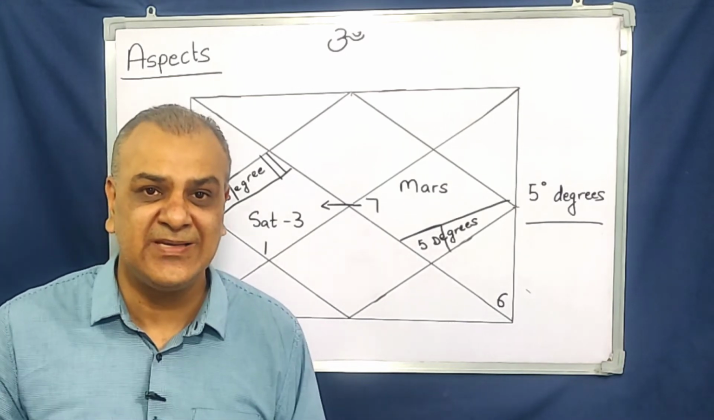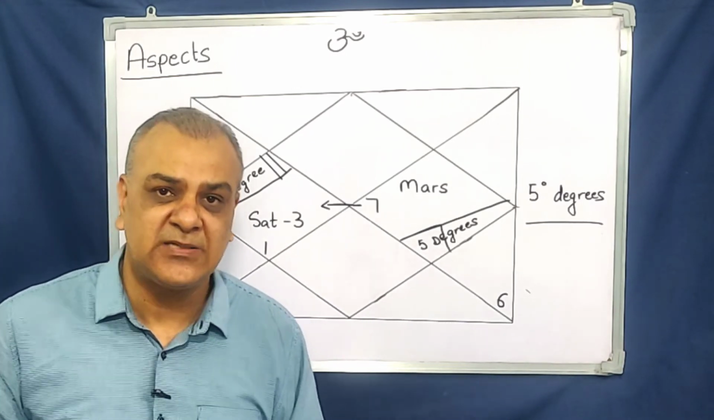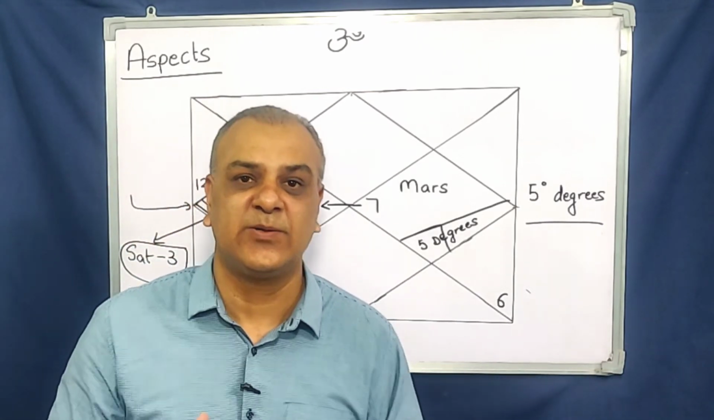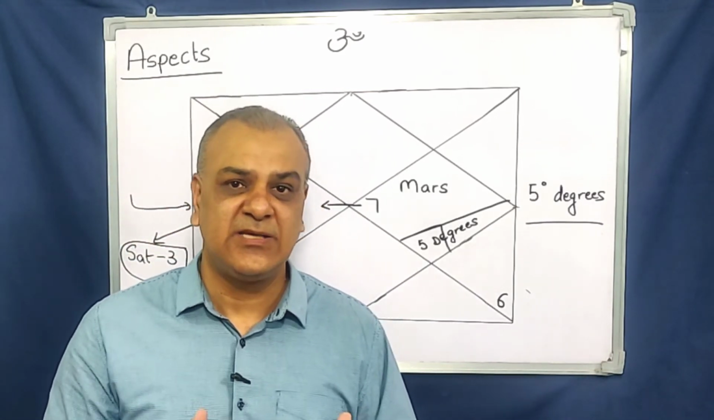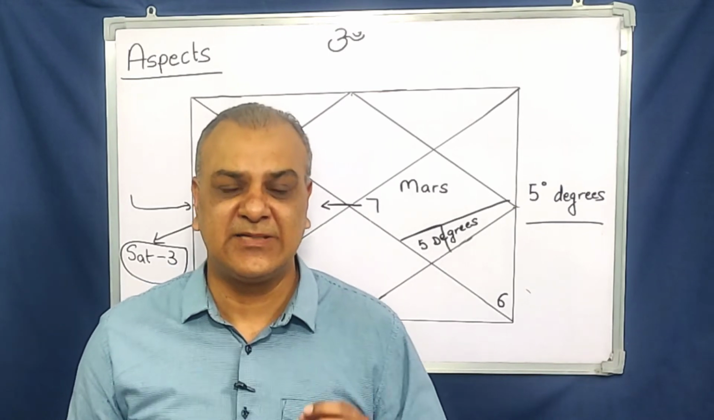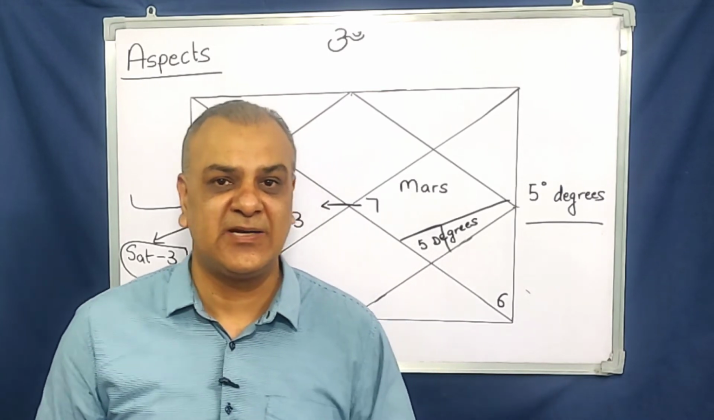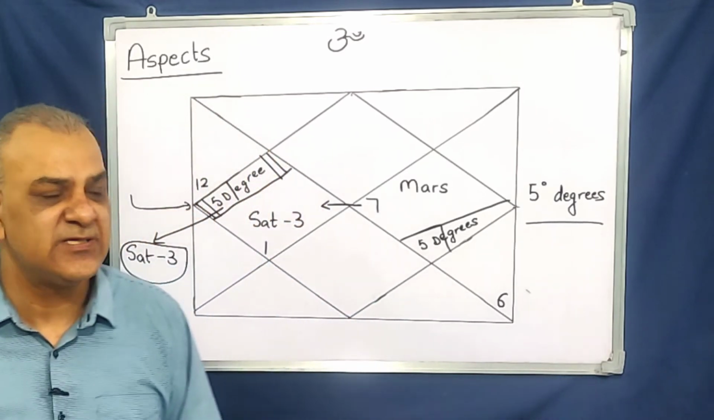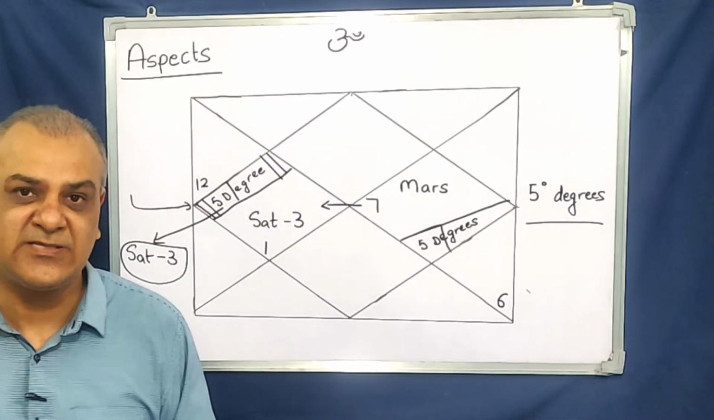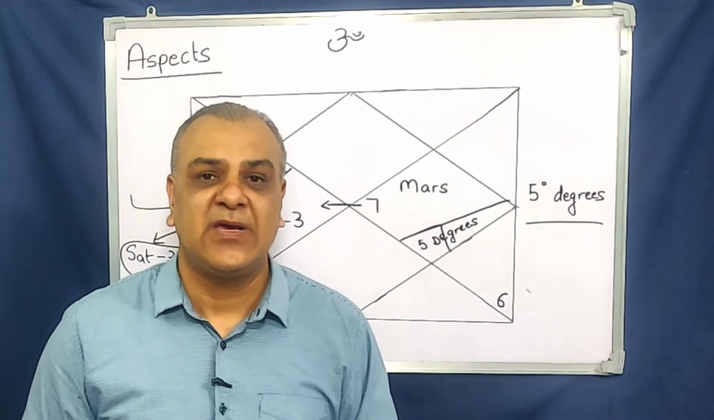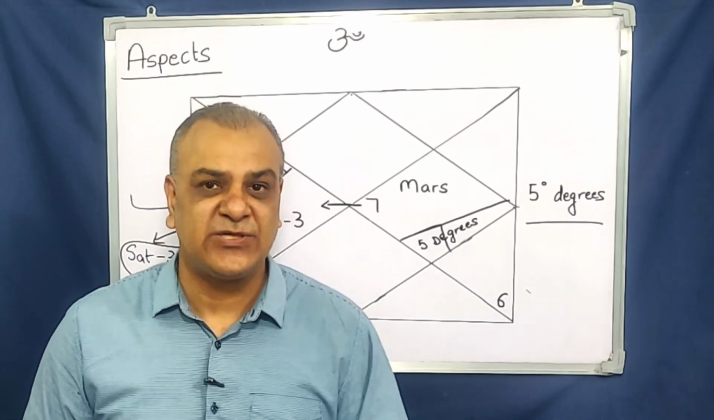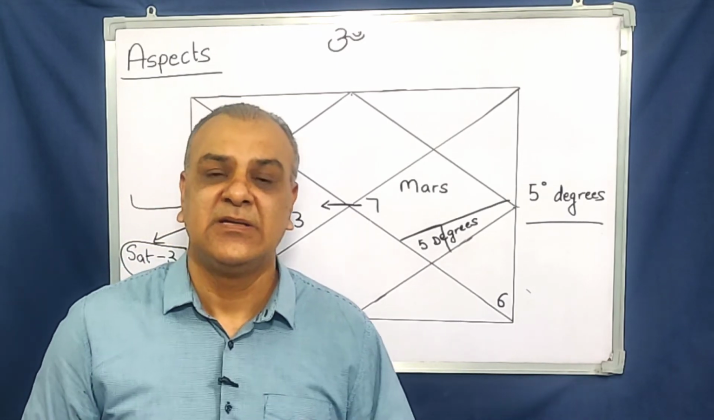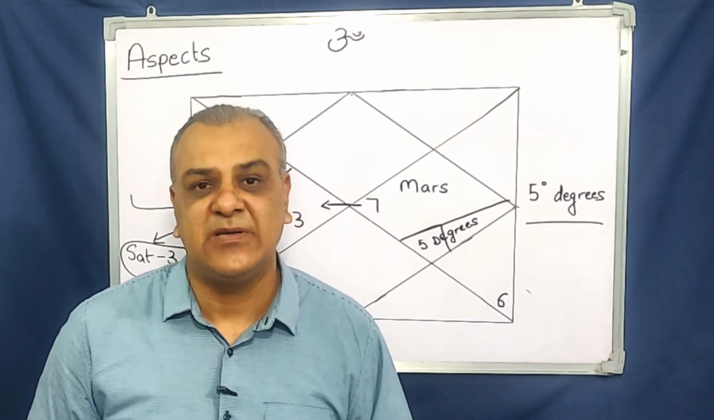So this means now both Mars and Saturn are in exact aspect to each other. The difference between the degrees of both the planets is just 2 degrees. Mars at 5 degrees, Saturn at 3 degrees. So now you can make predictions, whatever you predict between Mars and Saturn, that will be more effective.